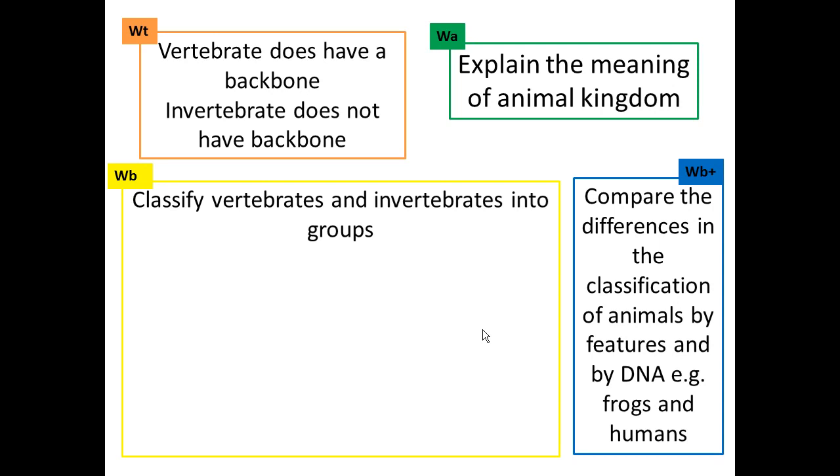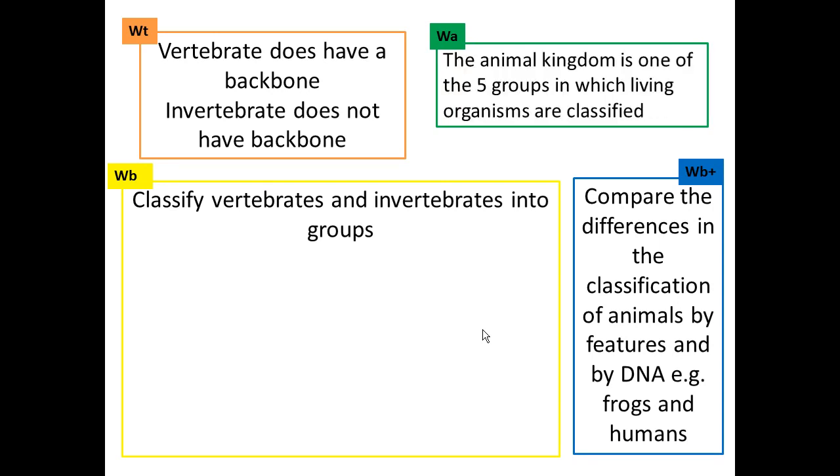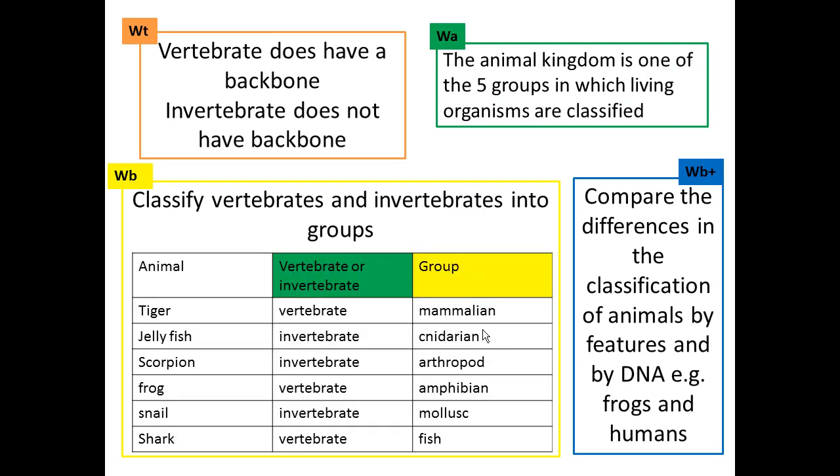Explain the meaning of animal kingdom. The animal kingdom is one of the 5 groups in which living organisms are classified. Now let's have a look at the table. A tiger is a vertebrate and is in the group of mammals. Then you have a jellyfish, that is an invertebrate and is in the group of cnidarians. Then a scorpion, that is an invertebrate and is an arthropod. Then a frog, that is a vertebrate and is an amphibian. Then a snail is an invertebrate and a mollusk. And then a shark is a vertebrate and is a fish. For the last one, I put it in the next slide.